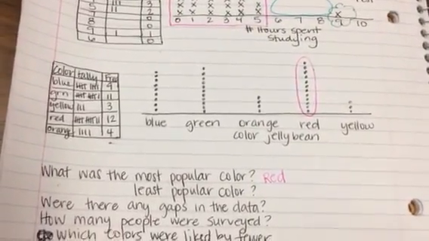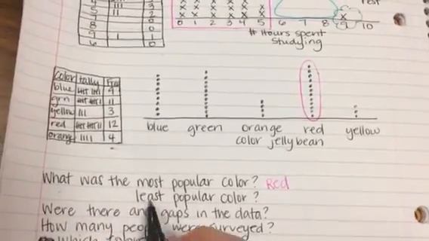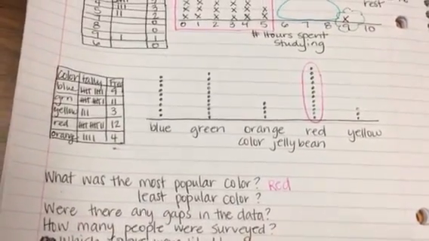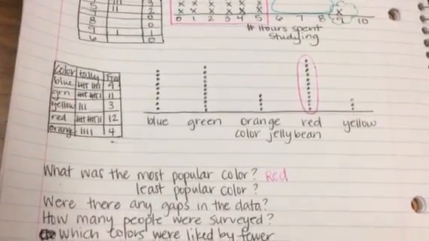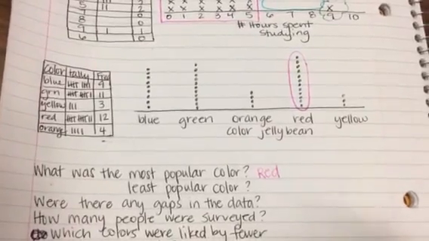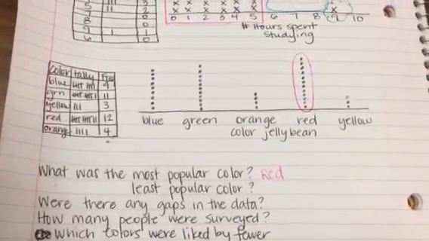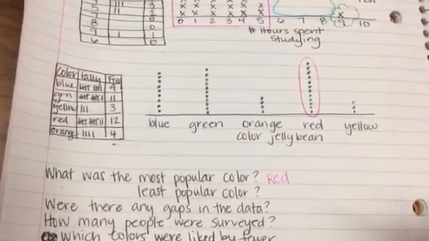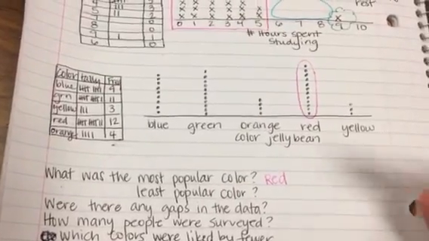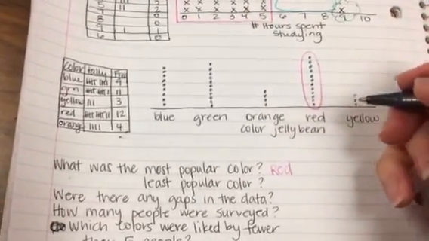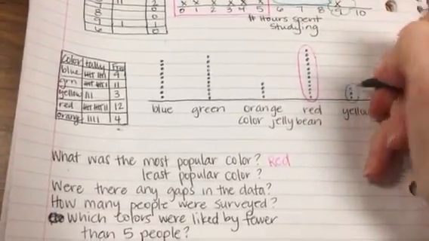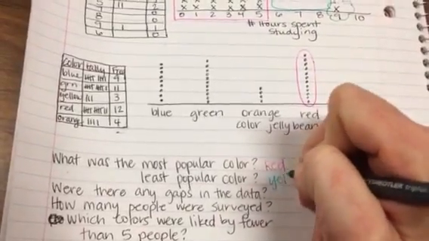The next question says, what was the least popular color? Well, least popular is the opposite of most popular. That means what was the one that was chosen the least? So I'm basically looking for the smallest set of dots or the smallest set of X's. And if you look, it's this one right here, which would be yellow.